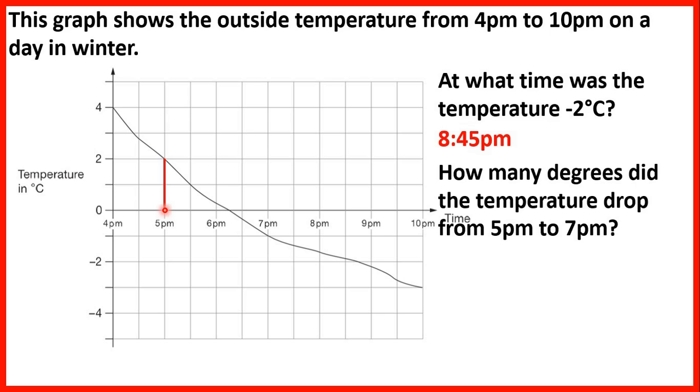Now, how many degrees did the temperature drop from 5 PM to 7 PM? So we can see that the temperature at 5 PM was 2 degrees and the temperature at 7 PM was -1. So that's a difference, that's a drop of 3 degrees.